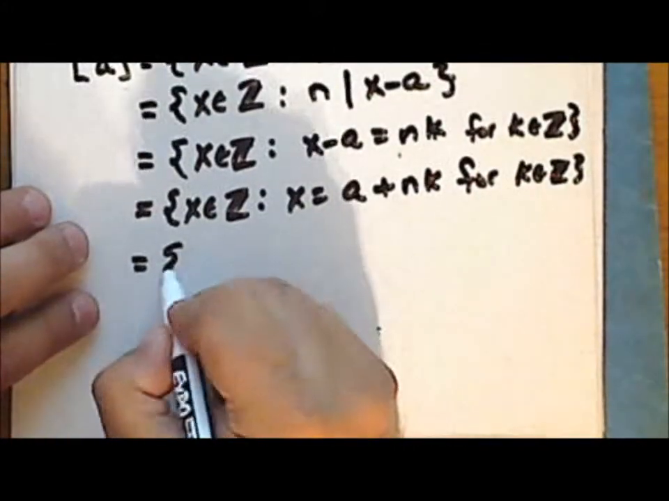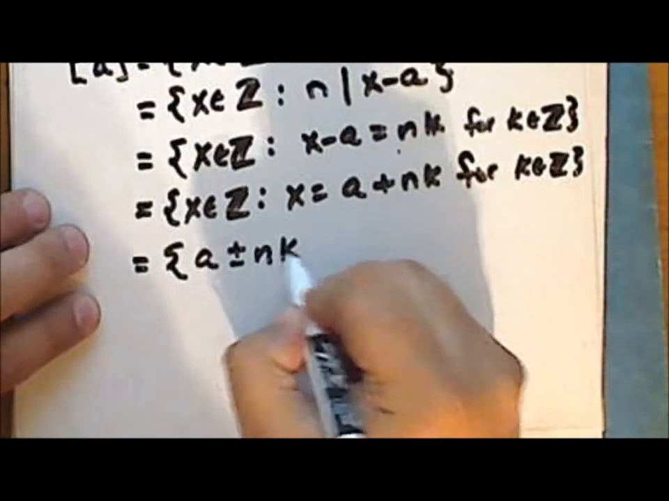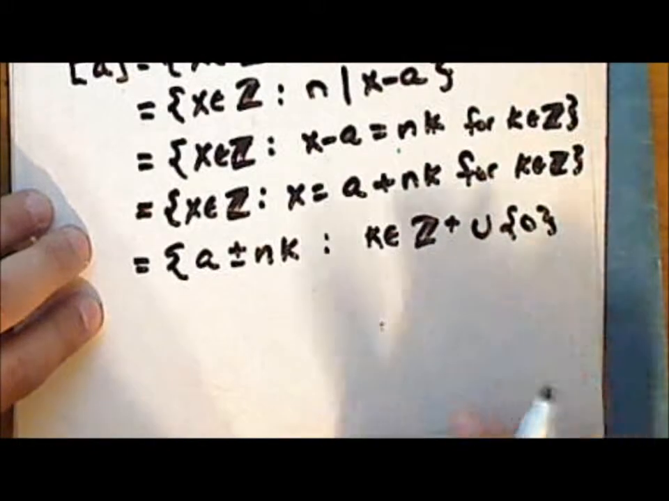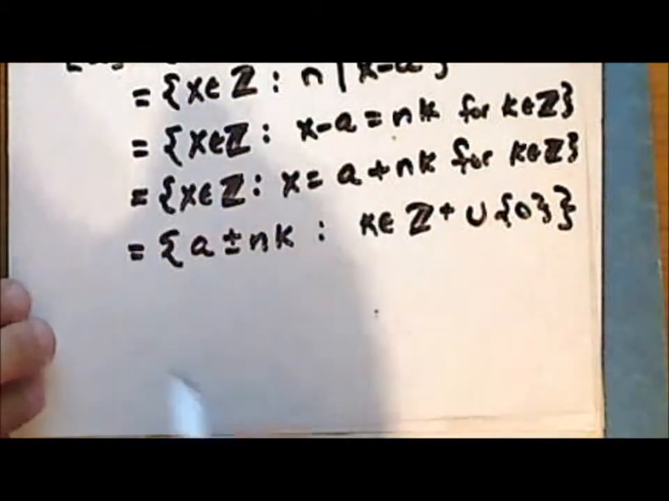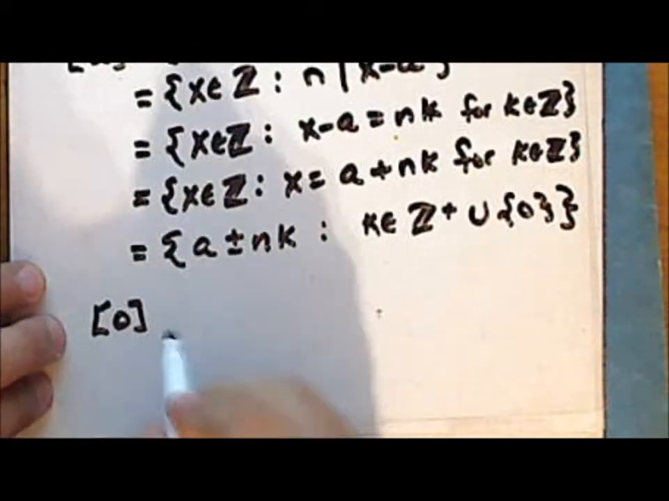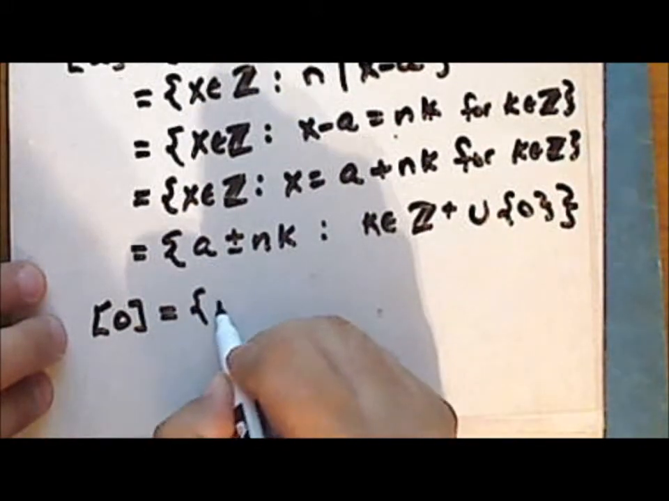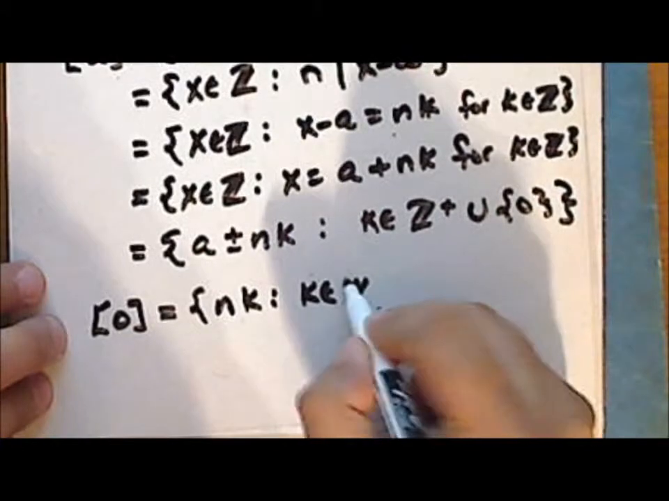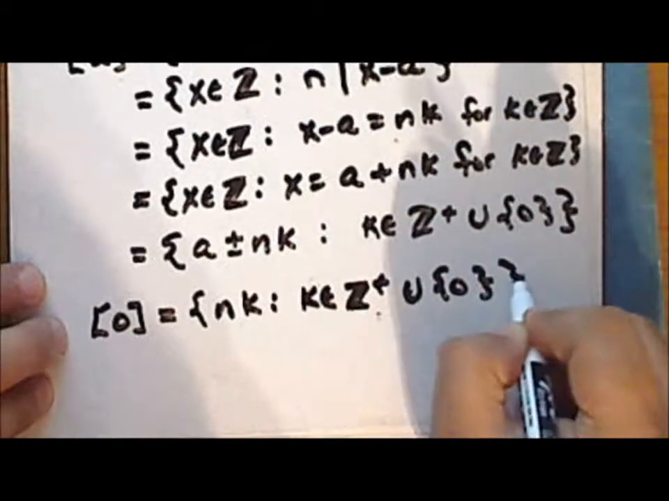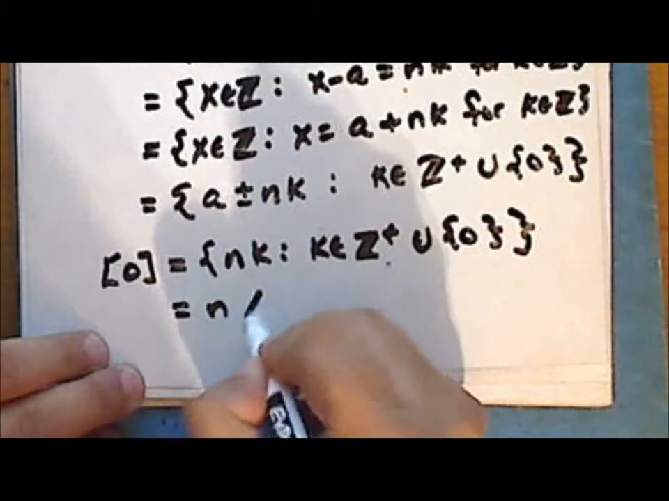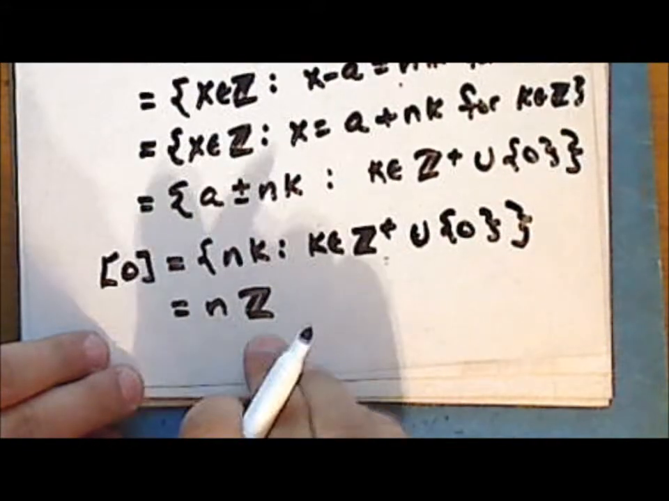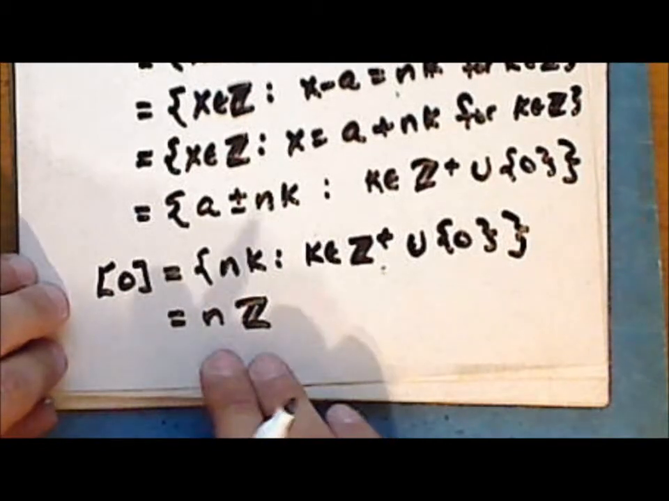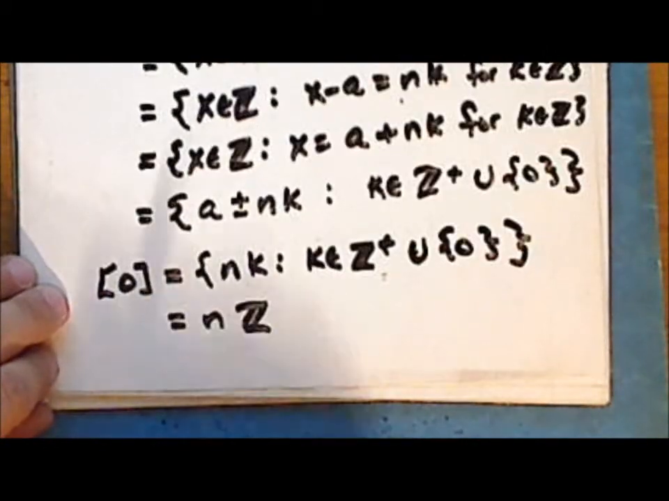And so we can rewrite this to be the set of all a plus or minus n times k, such that k is either a positive integer or 0. So notice in particular that the equivalence class containing the integer 0 is the set of all multiples of the integer n. Once again, k is either a positive integer or 0. And we denote this as the integer multiples of n, so n times the set of integers. So notice that in particular this is the set of all integers that are divisible by n.